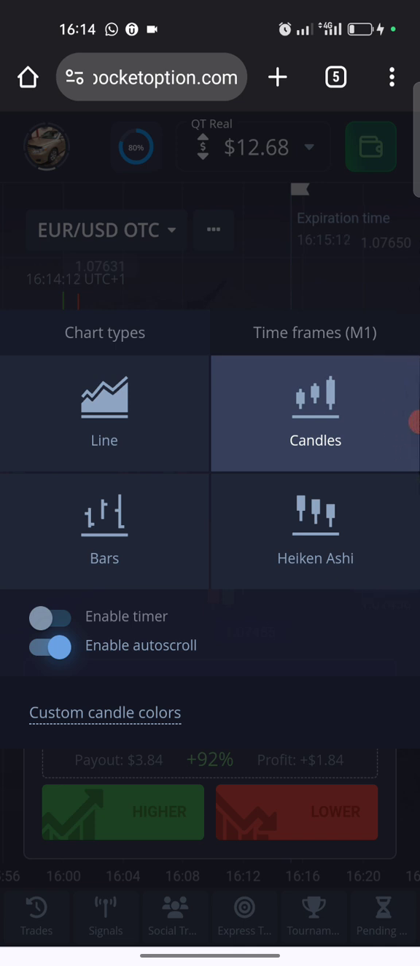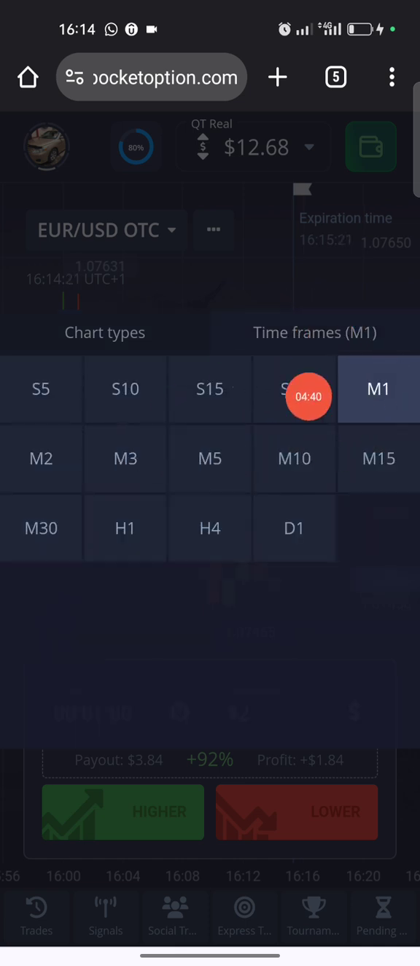You can see the time frame of each of the candles. This shows the different types of time frame of the market. You want to see how the market is moving per minute. It can be seconds, it can be minutes, it can be hours, and it can also be a daily time frame, if you want to see how the chart is going.